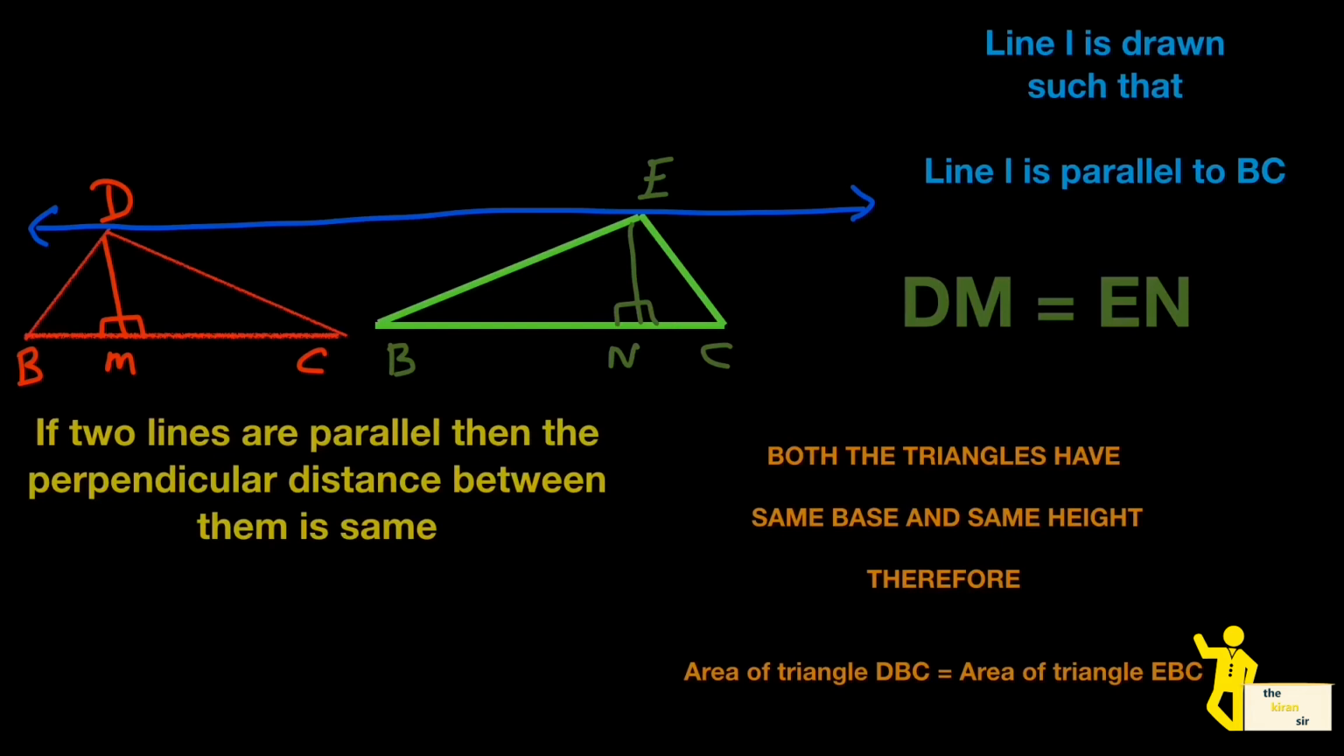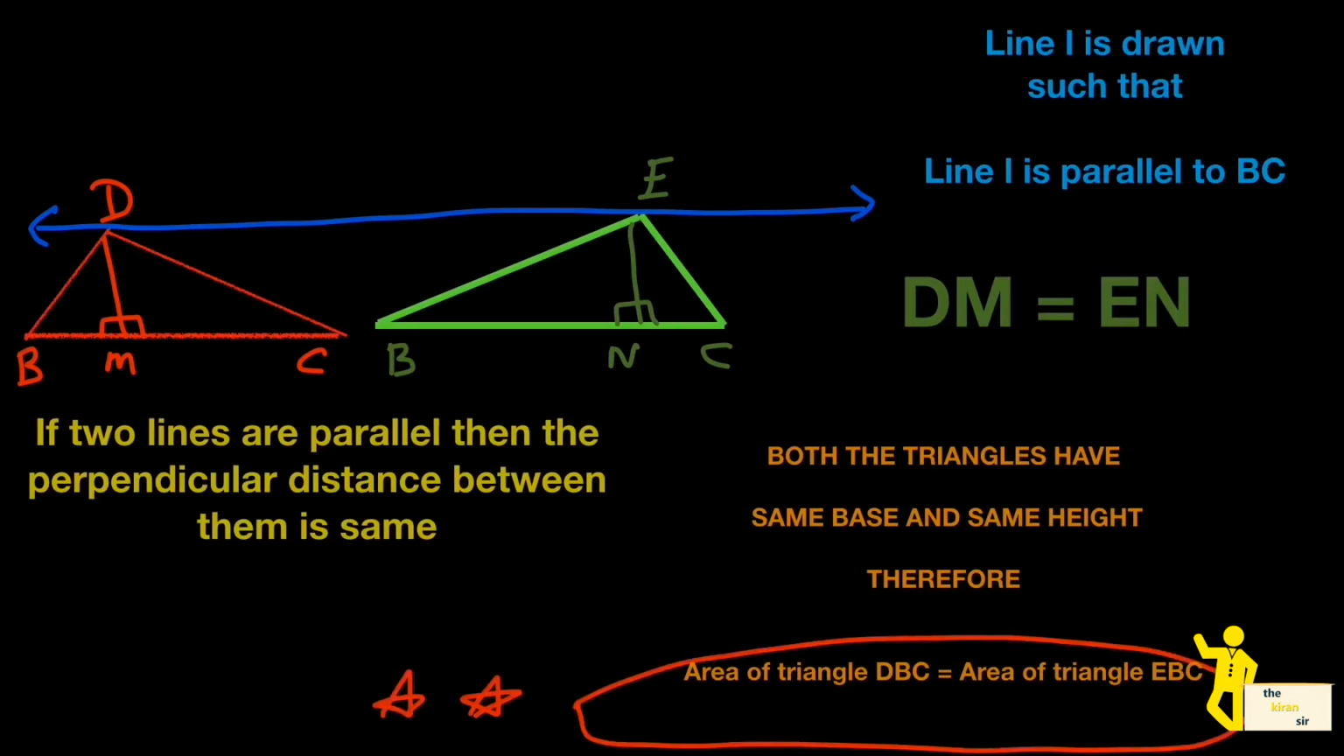So by going through all this, what we have finally proved is that area of triangle DBC is equal to area of triangle EBC. Why is that so? Because both of them have the same base and same height. Now what do we do? Now we will take this a little step forward.